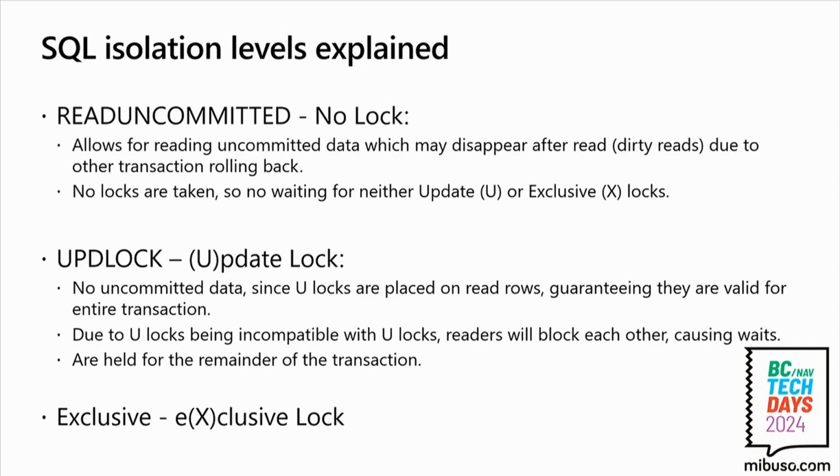So I have to now wait for Torben to commit or roll back. And I either get the new value or the old value, right? Exclusive lock is kind of just an even stricter version of update lock. We only use that when you write to the database.